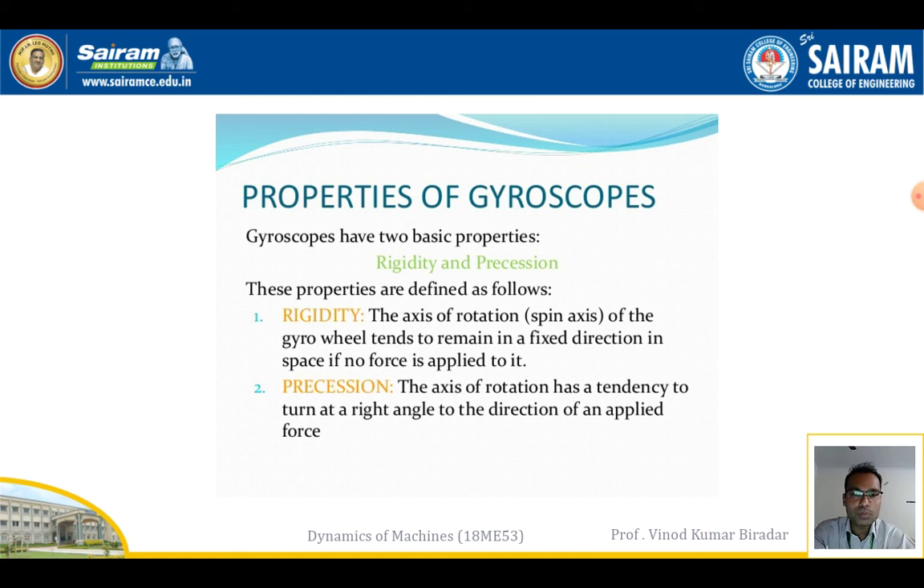Precession means the axis of rotation has a tendency to turn at a right angle to the direction of the applied force. While solving the derivation, we are going to need these two definitions: rigidity and precession. Here in the first, no force is acting; here we are going to apply an external force.